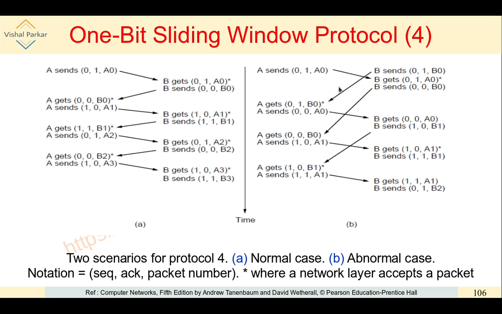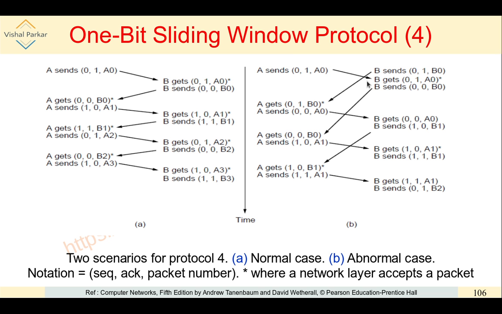Now the scenario when both the parties A and B simultaneously start sending the frames, there may be some problems with C. So A sends a frame with 0, 1, A0. Simultaneously, B also sends a frame with 0, 1, B0. Now their timers are of different lengths. That's why one may be elapsing prior to the second one. So we'll see sequentially. A sends 0, 1, A0, B sends 0, 1, B0.